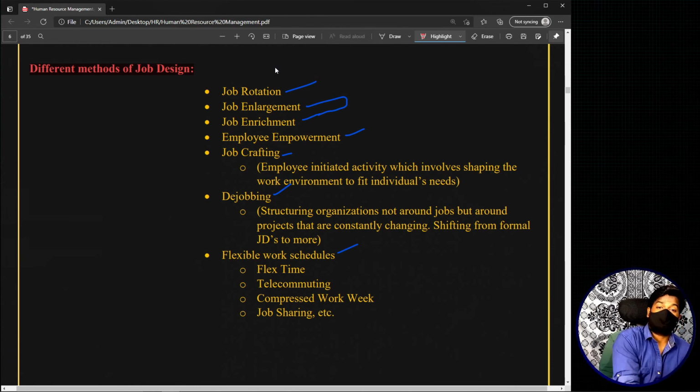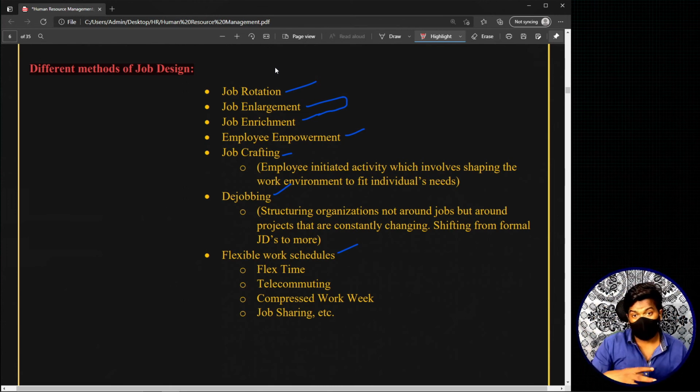Then again after 6 months or 1 year, I'll take him from there, from legal complaints. Initially it was recruitment, then after 6 months or 1 year, I shifted him to human resource manager for legal complaints. Now, after 6 months or 1 year, I'll again shift him to human resource manager for training and development.